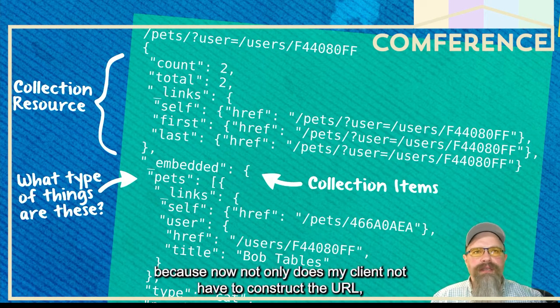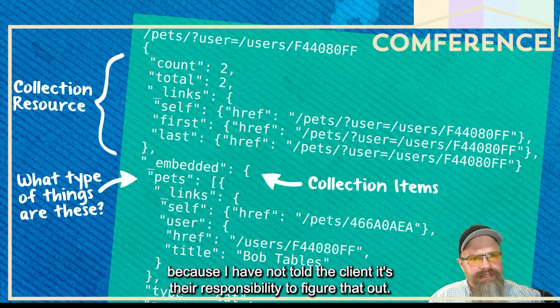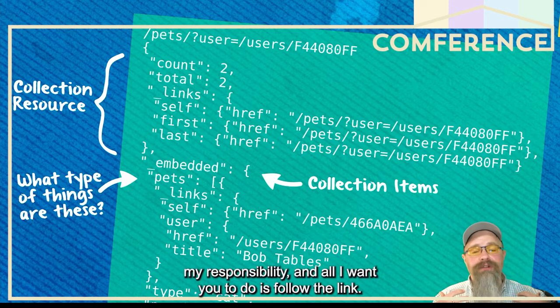And that's great because now not only does my client not have to construct the URL, but if I want to change how paging is done in my API, it's not a breaking change because I've not told the client it's their responsibility to figure that out. In fact, I've told the client it's my responsibility and all I want you to do is follow the link.